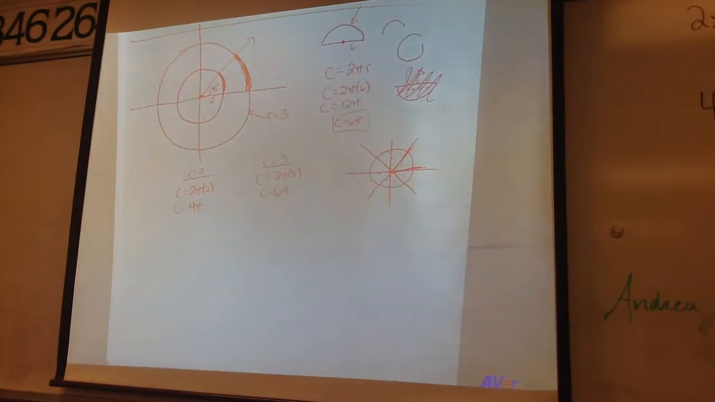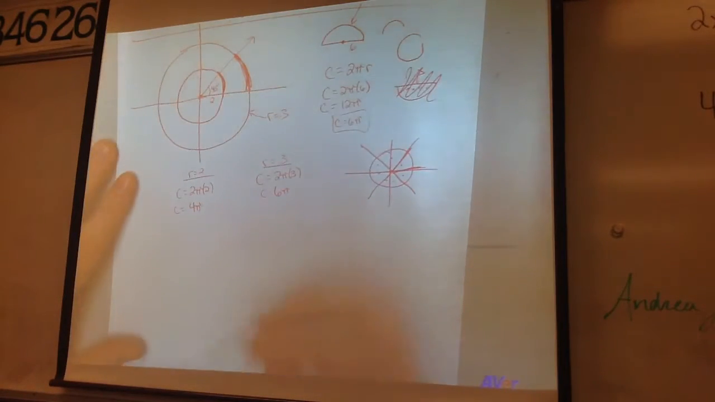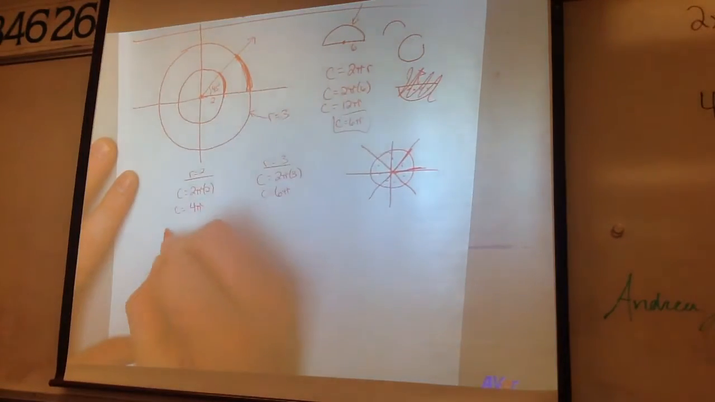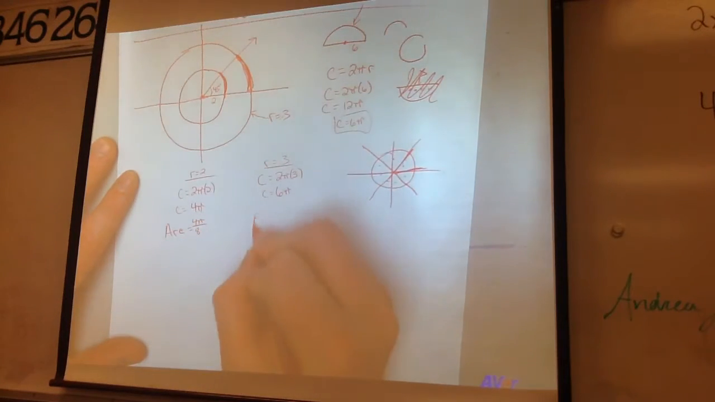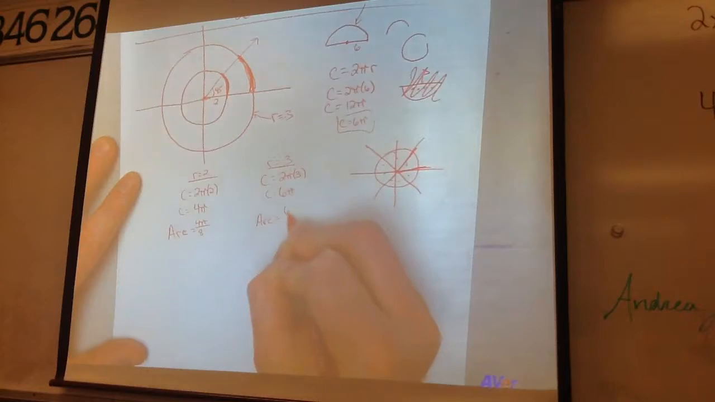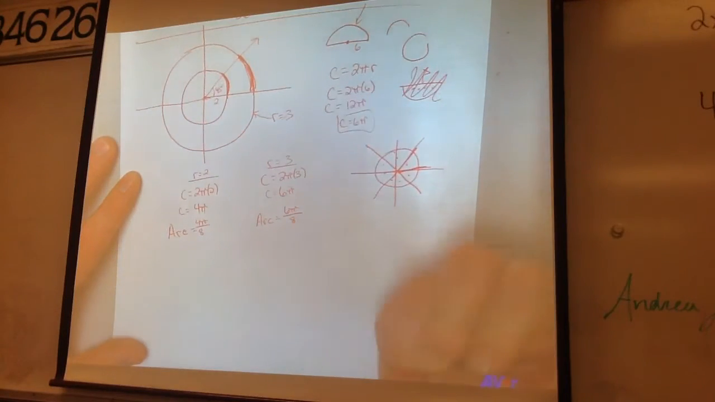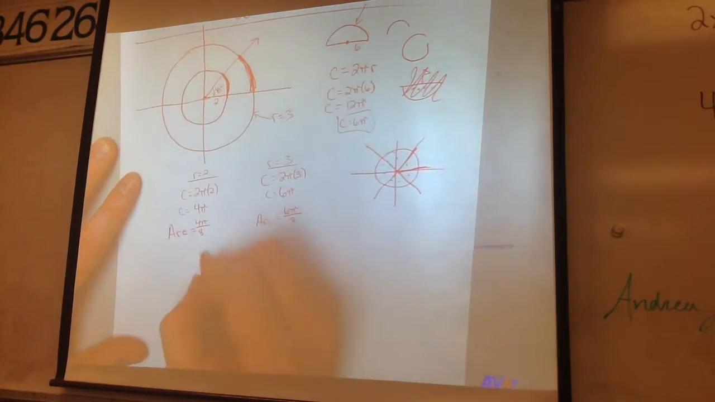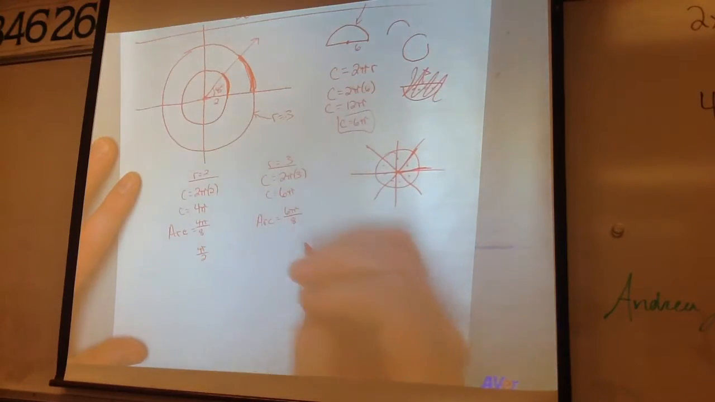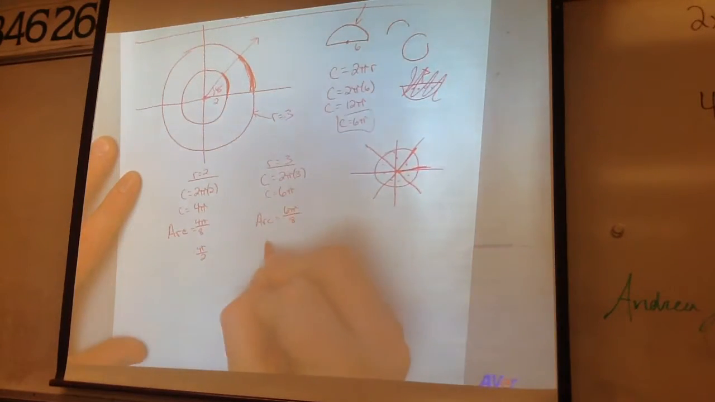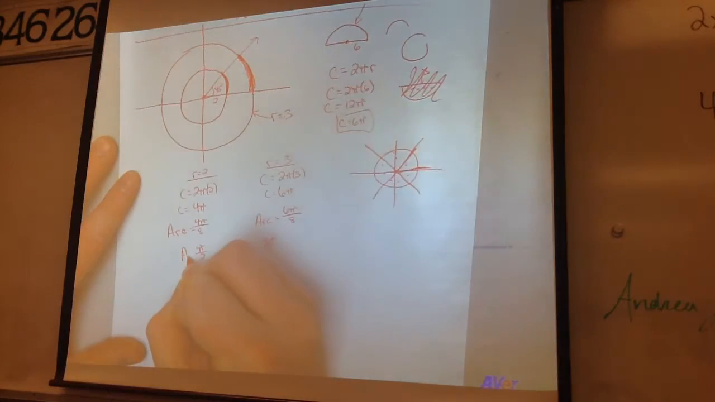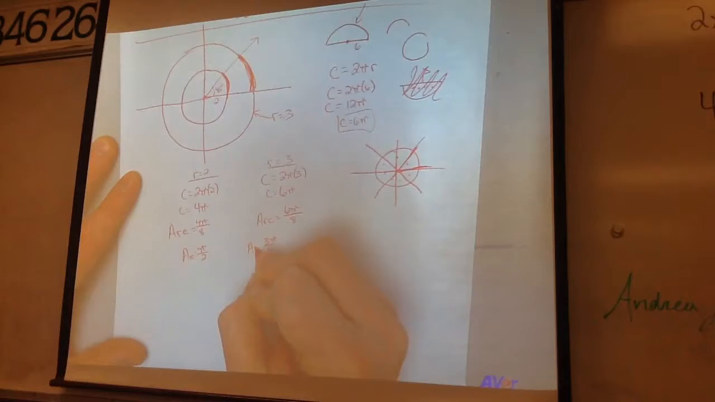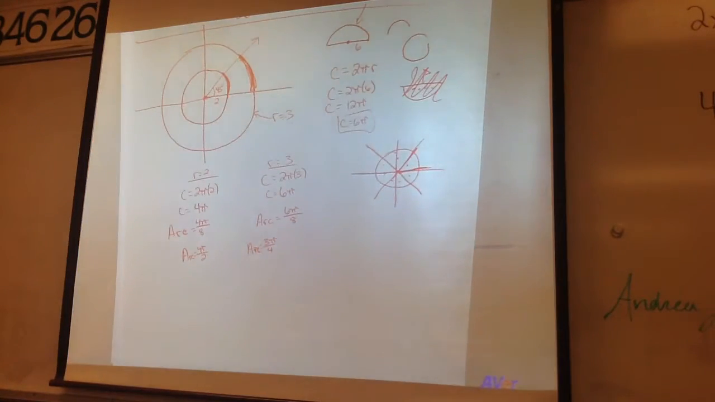So the arc length of the little one is 4 pi over 8, and the large arc length is 6 pi over 8. So it's a half pi and 3/4 pi, or 3 pi over 4. Because 45 degrees is 1/8 of 360. Big deal. So what's the point?